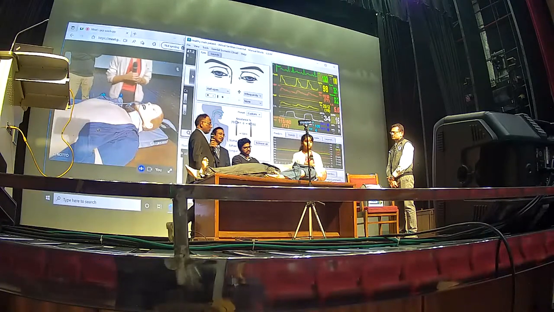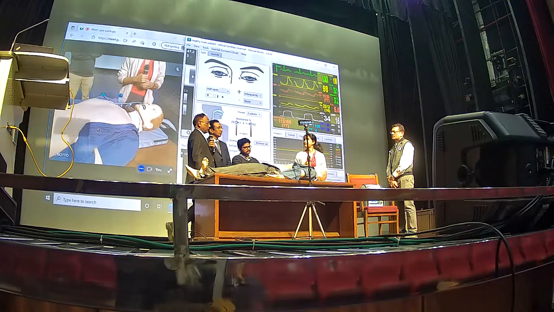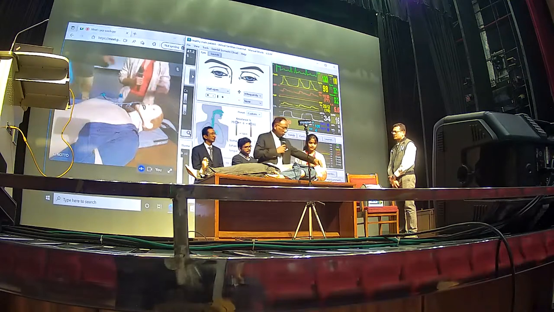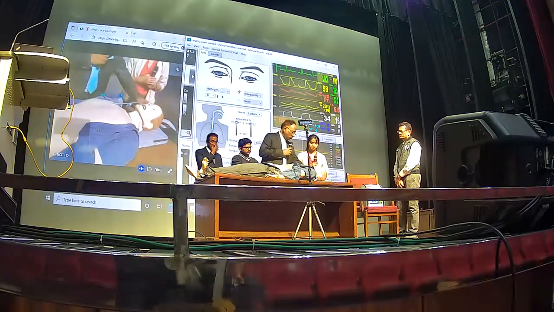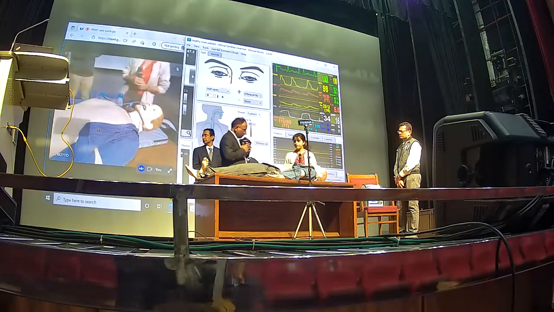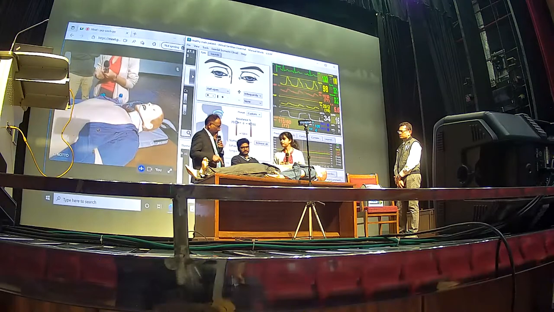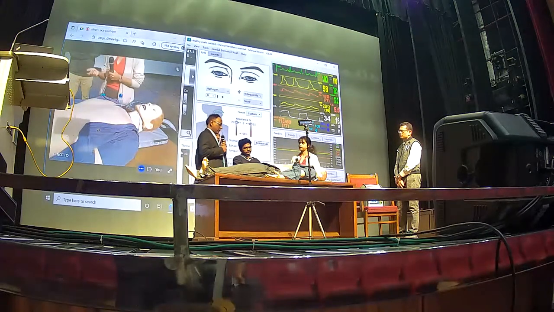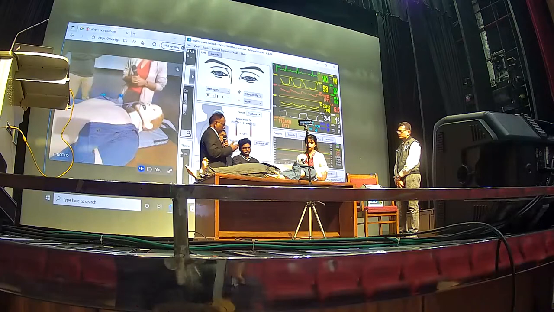And central stimuli, where will you give? Supraorbital, temporomandibular joint, ciliospinal. Okay, and these are the places you give. And peripheral? Nail bed, all four limbs. Correct? Okay. Clear. So then you will check for all the prerequisites.